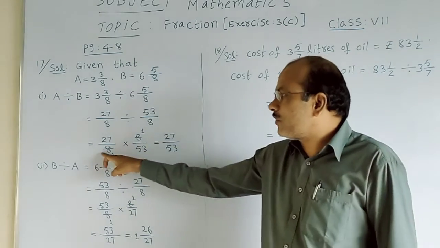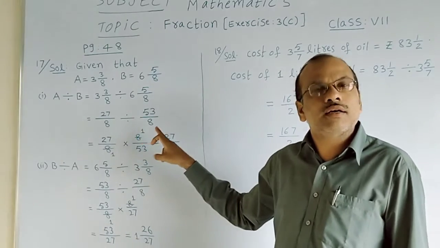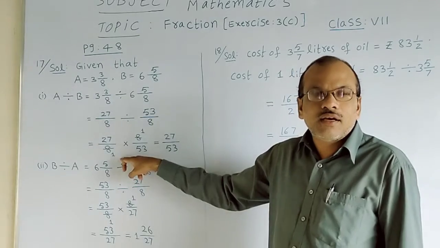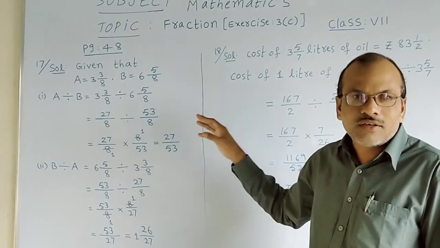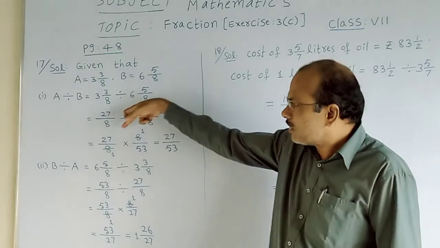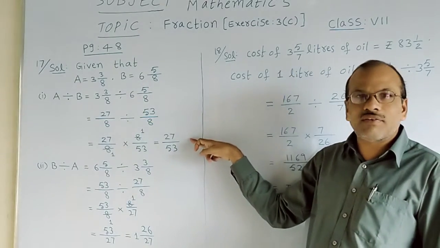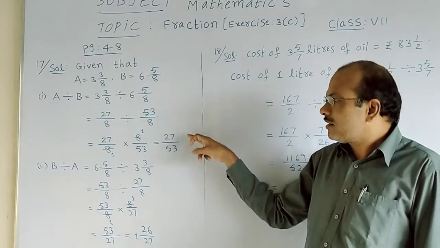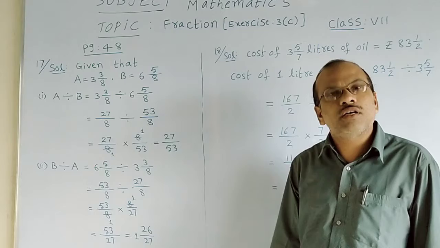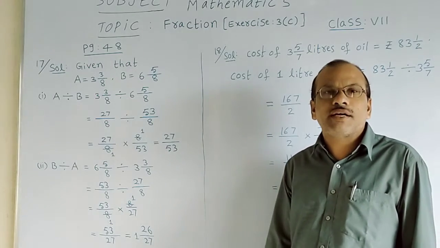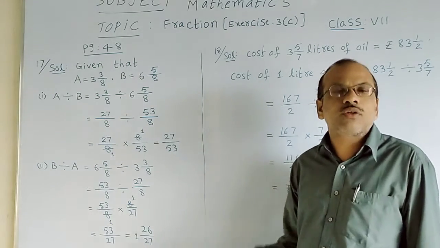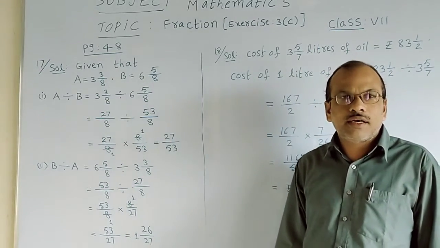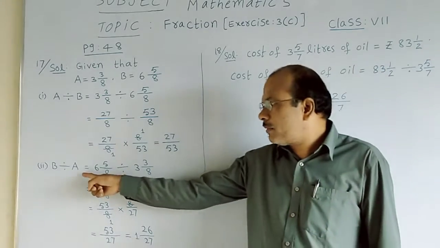Now 8th table we can use to cancel numerator and denominator. 8 1s are 8, 8 1s are 8. Now no more chance of cancellation. So the left part is 27 by 1 into 1 by 53, that is 27 by 53. Here numerator is smaller than denominator, so we need not divide that numerator again. So that remains as the answer for A divided by B. Clear now? Can we go for B divided by A?